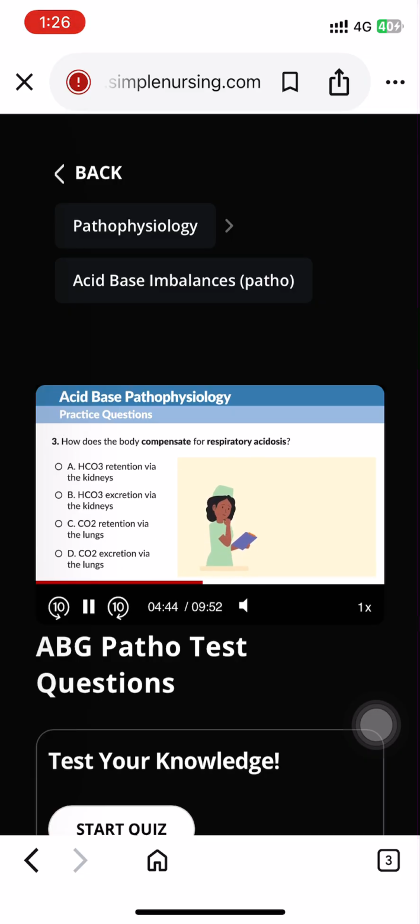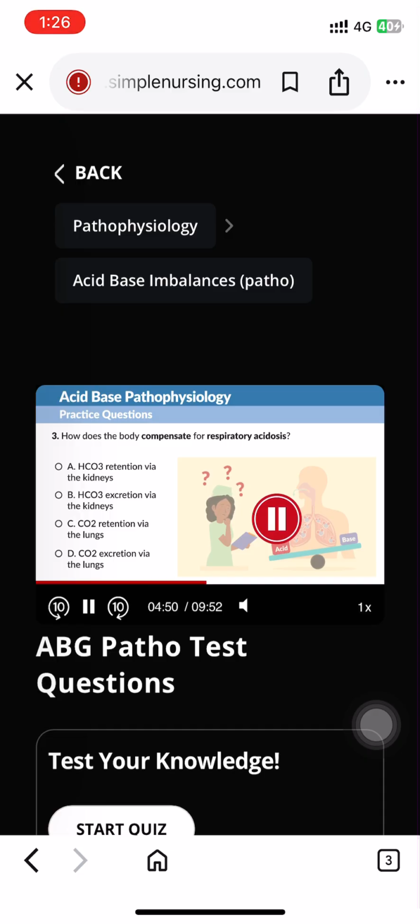Question number 3. How does the body compensate for respiratory acidosis? So again, pause the screen and try your best. Now this question is asking, how does the body compensate or basically find balance. For the key problem, respiratory acidosis.